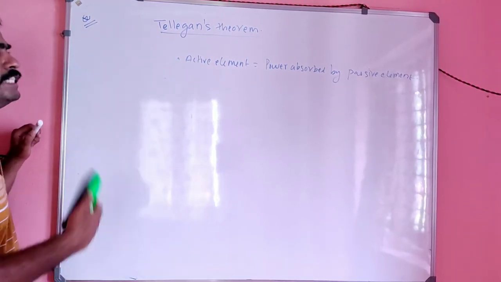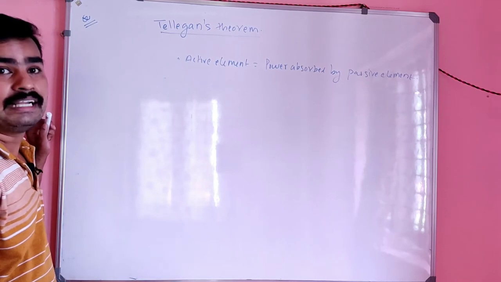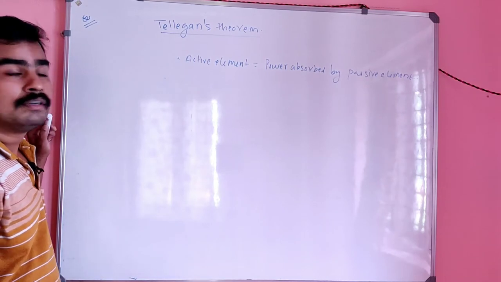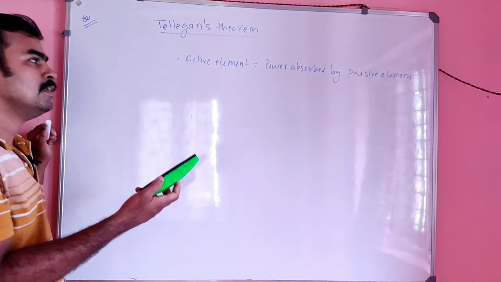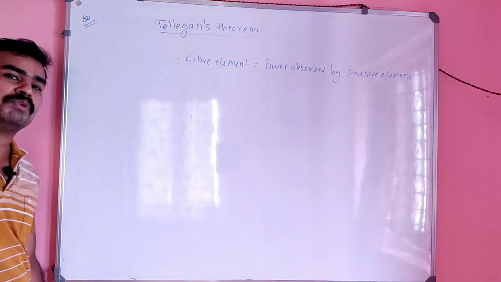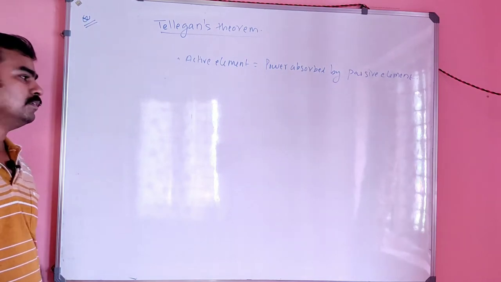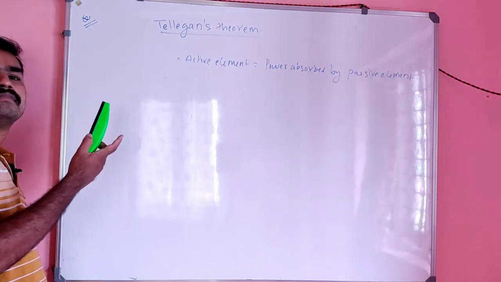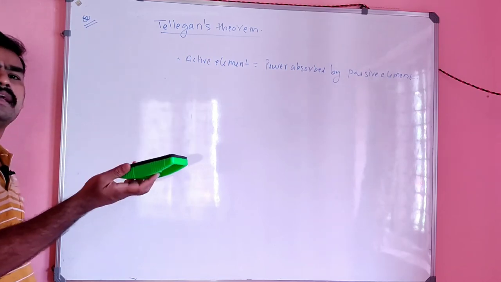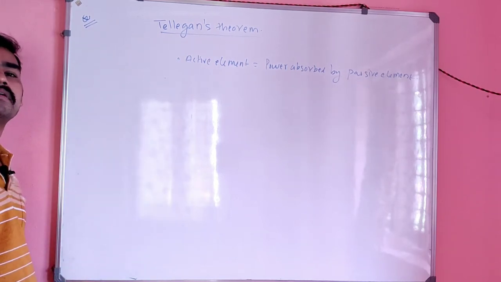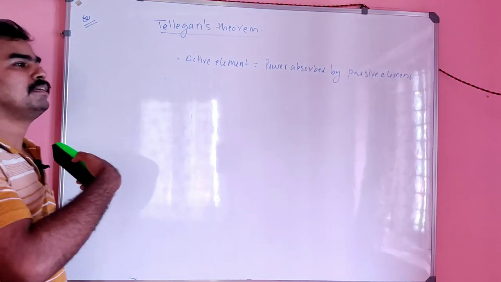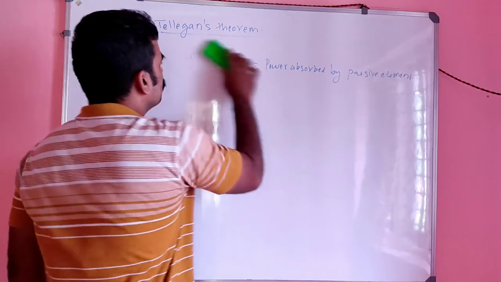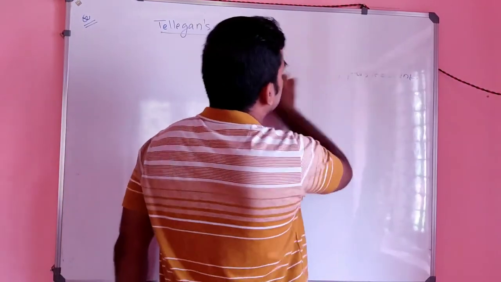In other words, the algebraic sum of the total powers in a circuit will be equal to zero. This need not always be a single active source; many active sources may be there. The total delivered power will be equal to the total absorbed power. So that is the concept of Tellegen's theorem.